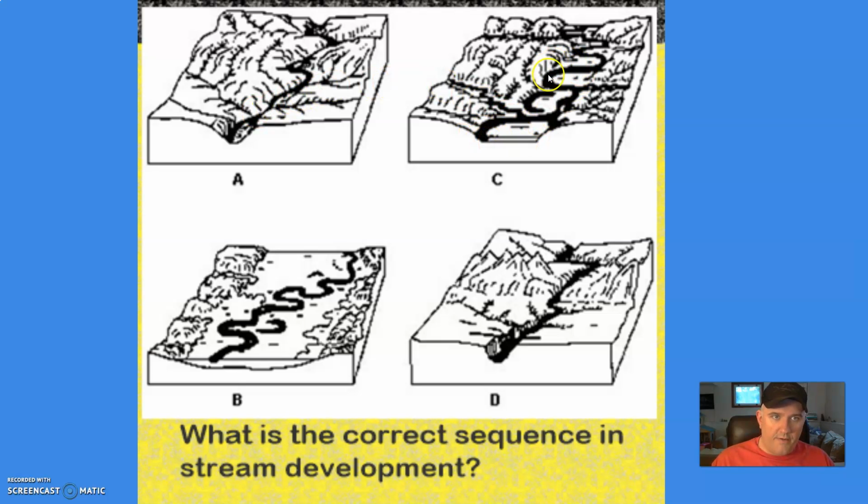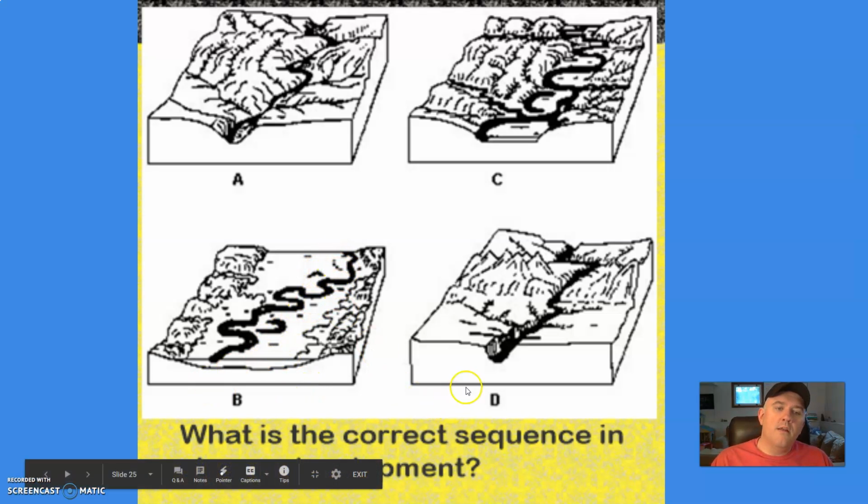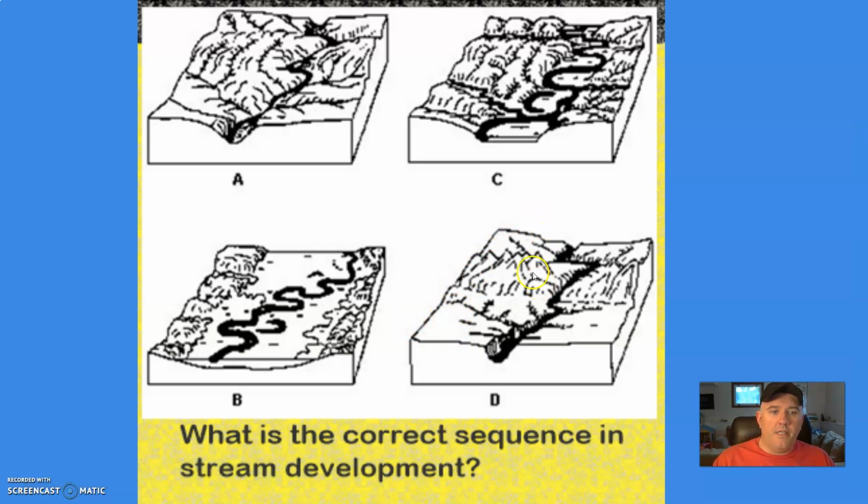Floodplain is larger. We're having some meanders and one oxbow. And then B is going to be our last stage, our old age stage. We have the largest floodplain. 1, 2, 3, 4, 5, maybe 6 oxbows or evidence of oxbows in the area, like here. So again, the order is D, A, C, B.